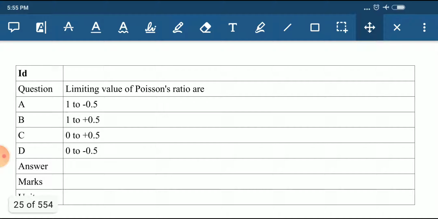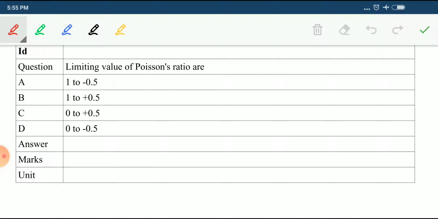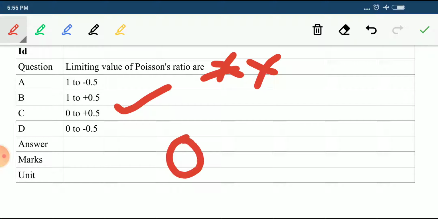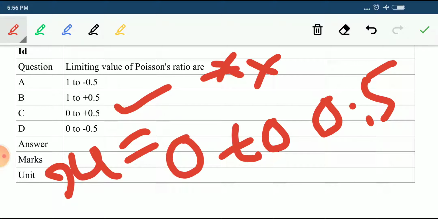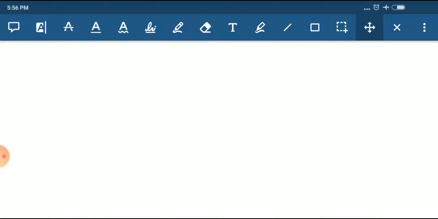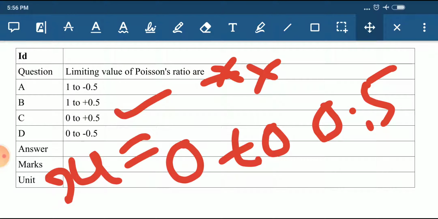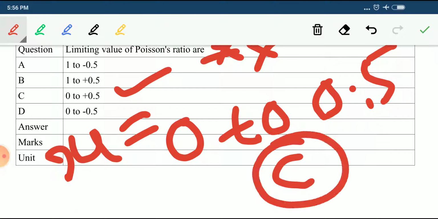Limiting value of Poisson's ratio. What is the limiting value of Poisson's ratio? 1 to minus 0.5, 1 to 0.5, 0 to 0.5, 0 to minus 0.5. The answer for this question is 0 to 0.5. It's very important. Please try to remember this one. Poisson's ratio, it is mu. Mu is in the range of 0 to 0.5. Okay, next. Which is the correct answer here? C is the correct answer.